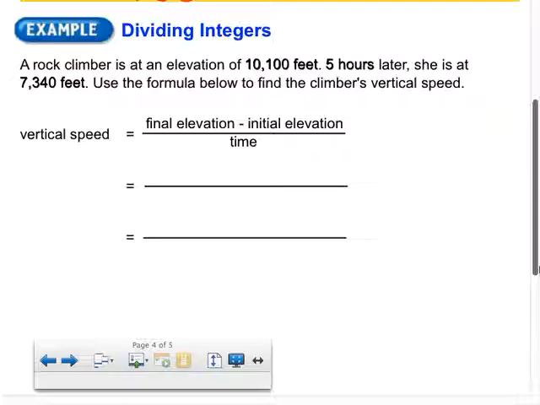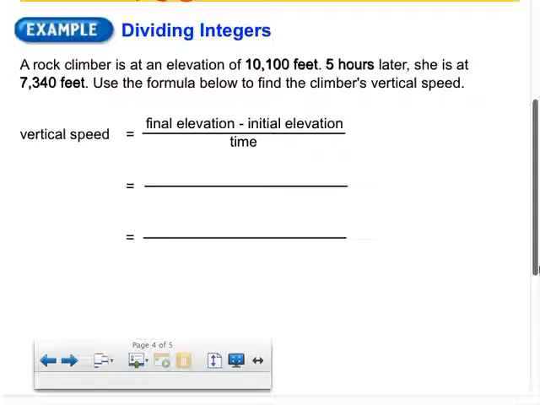All right, so it's not different from multiplication or product, but here's what we have. We have a problem, and it's a word problem. This is where students tend to struggle. So, do you mind reading this question? A rock climber is at an elevation of 10,100 feet. 5 hours later, she is at 7,340 feet. Use the formula below to find the climber's vertical speed.